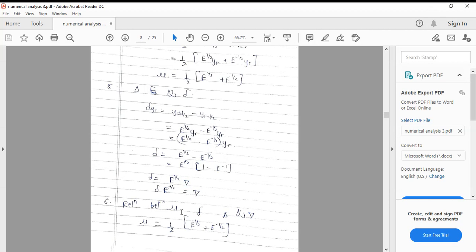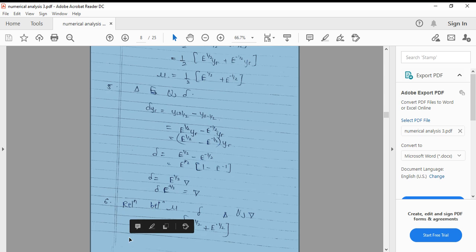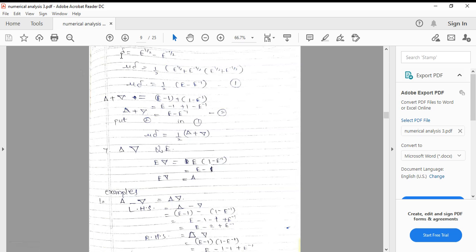In a very similar way, let us find out the relation between the averaging operator, the central difference operator, the backward difference operator, and the forward difference operator. Just now we have written the relation: mu is equal to 1 by 2 times E raised to half plus E raised to minus half. Now, what is delta? E raised to half minus E raised to minus half. So we just have to multiply mu into delta. After multiplying mu into delta, you can get the values. Okay, so what will be the addition of this forward and backward? It will be E minus E raised to minus half.